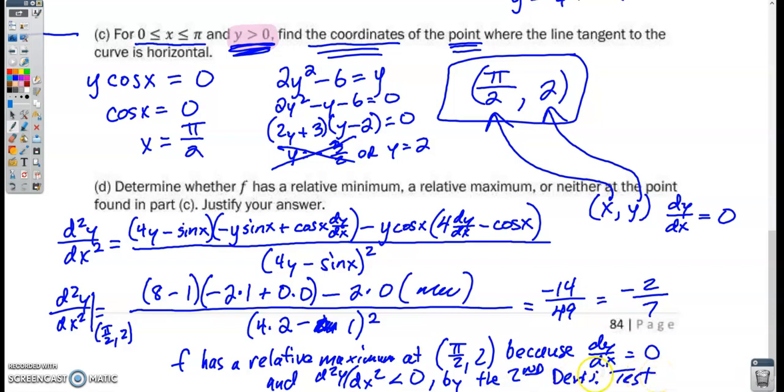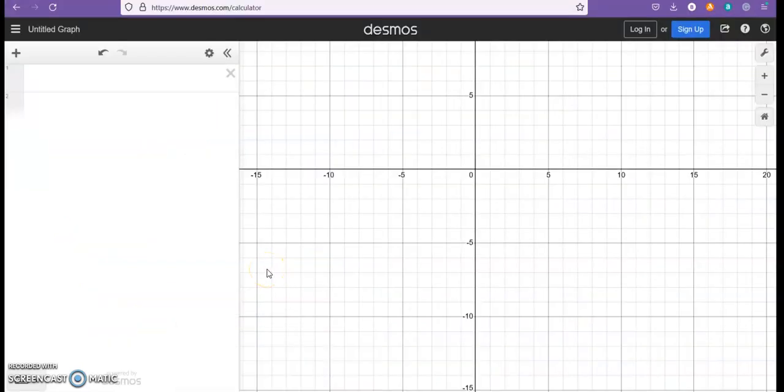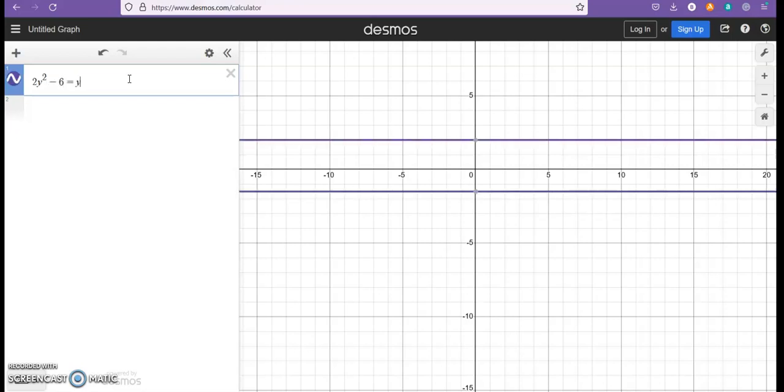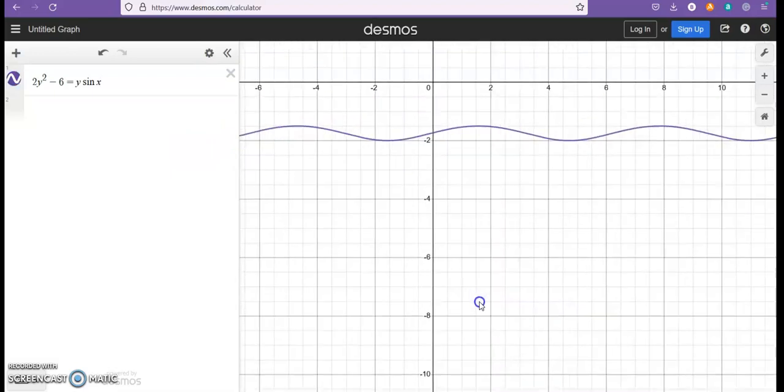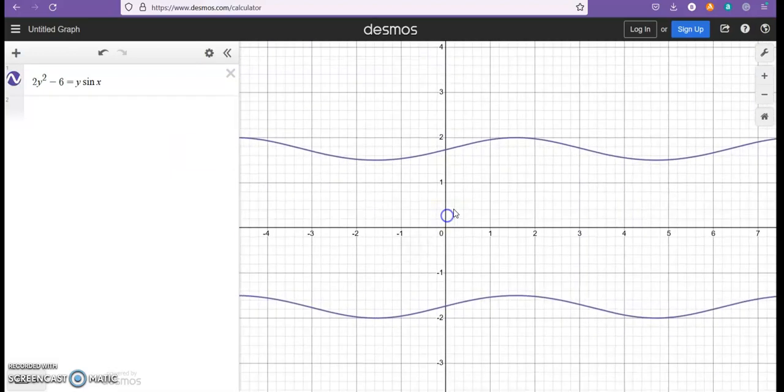All right, and there is that problem. Okay, now just to kind of show you some things really quick, I'm going to pull up my Desmos here, and if I typed this original function in here, 2y squared minus 6 equals y sine of x. Okay, looks like that. We're talking about when y is greater than 0, so we're talking about this upper curve here. We're talking only about the upper portion.